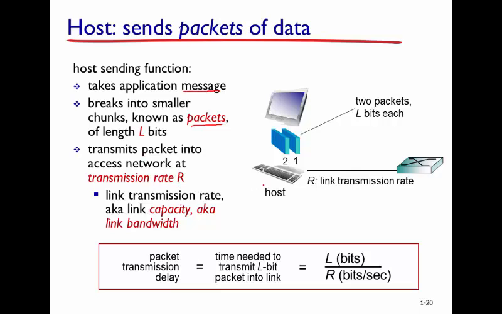Transmit the packet into the access network at a certain transmission rate. It depends on many factors: frequency, if it is wireless, and all other mixtures like capacity and link bandwidth. So we can expect there may be some transmission delay. Transmission delay can be measured in this way.